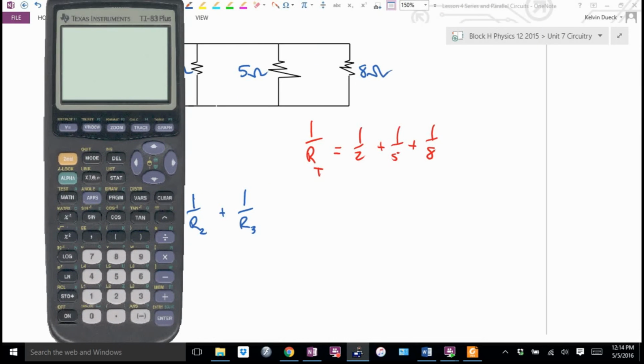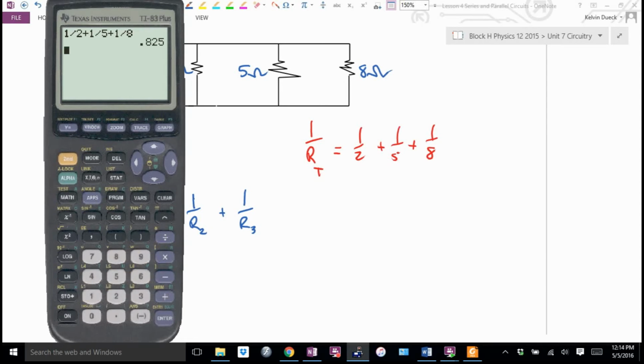I'm not going to get all complicated. This will work on any scientific or graphing calculator. 1 over 2, I'm going to type 1 divided by 2 plus. My divided makes a slash; your divided makes a divided by. 1 over 5, I'm going to go 1 divided by 5 plus. 1 over 8, I'm going to go 1 divided by 8 equals.